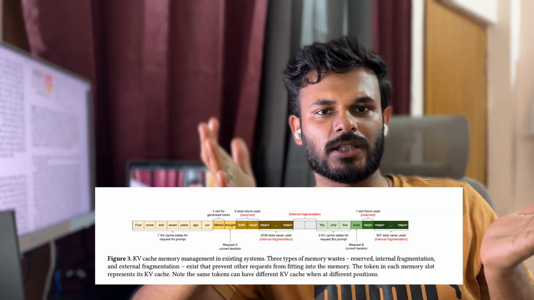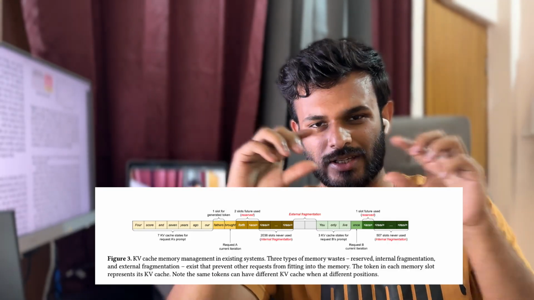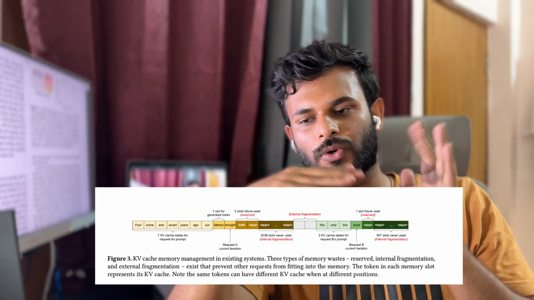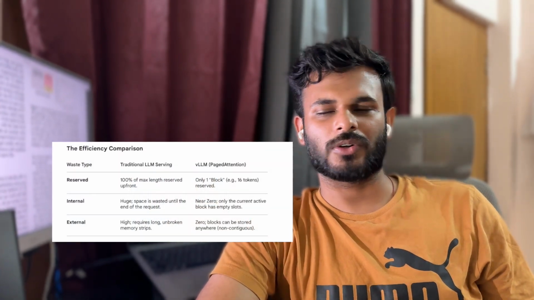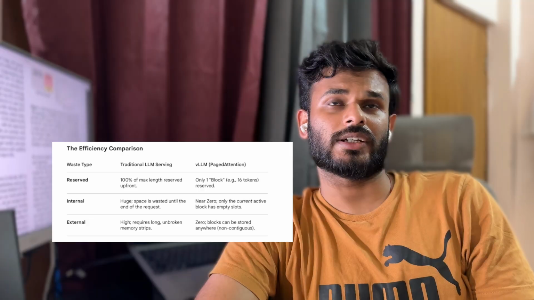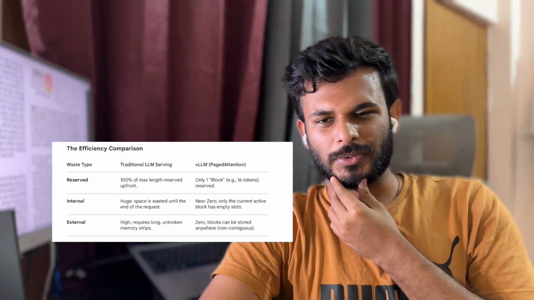For example, let's say your max sequence length is 2048. Rather than storing the entire 2048 tokens in a single contiguous strip, this will be broken down into, let's say, blocks of 16 tokens, and all these blocks are scattered around the GPU. So this basically completely eliminates external and reserved fragmentation. There might be a certain kind of internal fragmentation because at a time we might not use the entire 16 token limit. But that's pretty much negligible.